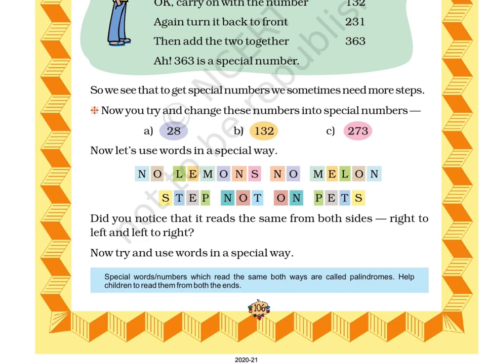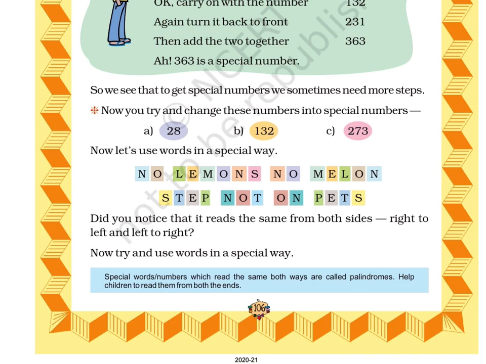Did you notice that it reads the same from both sides, right to left and left to right? Now try and use words in a special way. For the teacher, special words or numbers which read the same both ways are called palindromes. Help children to read them from both the ends.